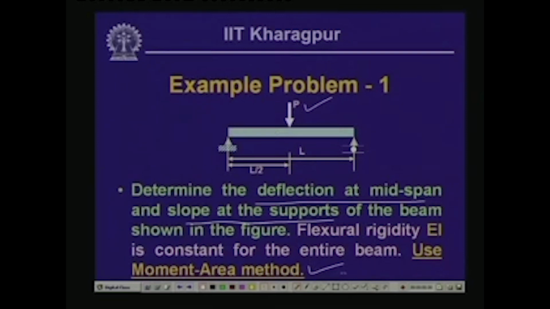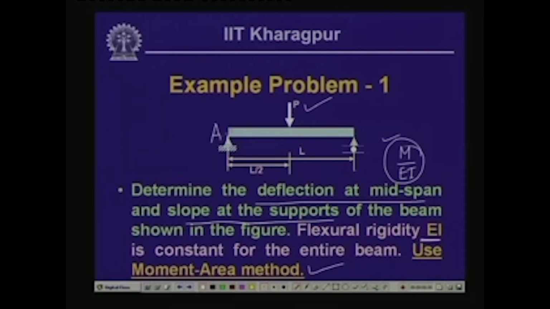Now, to employ the moment area method, as you know, first we should know the bending moment diagram, and if each ordinate of the bending moment diagram is divided by the flexural rigidity EI, the resulting diagram which we get becomes the M by EI diagram. Now, to obtain the bending moment diagram for this beam, the first step is the evaluation of the reactive forces.